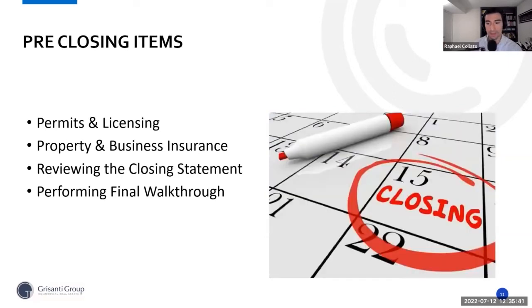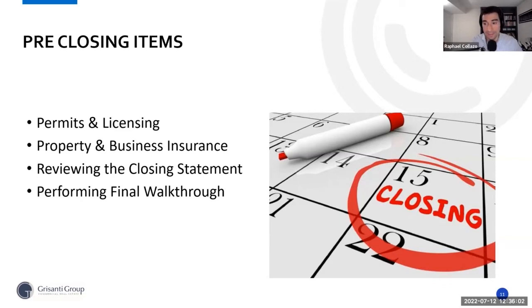All right. So finally, once you go through the due diligence process and you provide all the financial documentation to the lender and they approve your loan, and you go through the process of trying to get to the closing table, here are some pre-closing items that you need to consider prior to getting to the actual closing table.